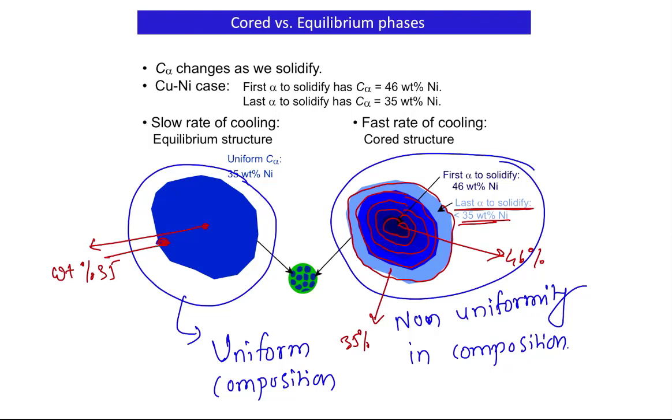So from the above phase diagrams we can have two structures. One is called the equilibrium structure, one is called the cored structure. In equilibrium, the concentration at the edge and the concentration at the center are the same, that is weight percent 35. For example, here there is uniform composition. In the cored structure we have non-uniform composition. The outer layer will have a different composition compared to the inner layer. Here the inner layer has 46% nickel and the outer layer has 35% nickel.